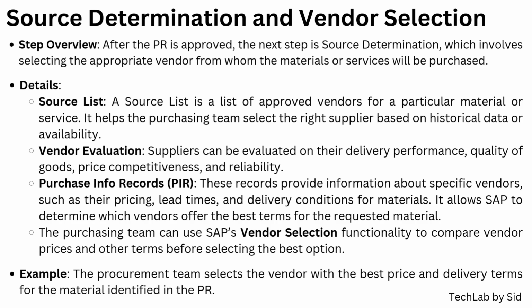The source list and purchase info records help identify approved vendors based on factors like price, delivery performance, and product quality. Example, the procurement team compares vendor offers and selects the best deal based on price and delivery terms.